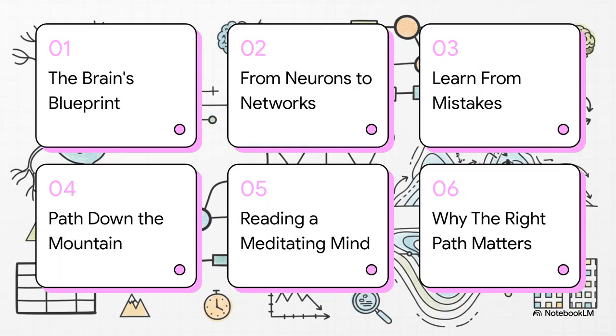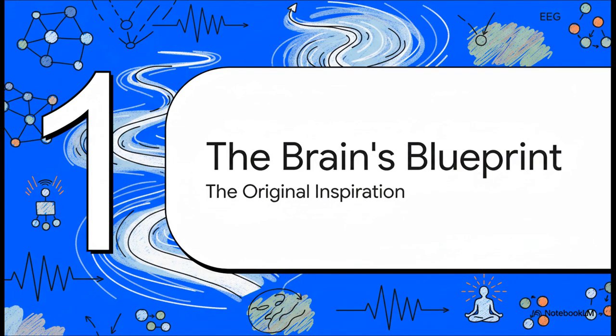So here's the game plan for this explainer. We're going to start with that biological blueprint, then see how these artificial neurons get connected into powerful networks. We'll figure out how they learn from their mistakes and explore this really elegant process called optimization. And then we'll see it all come together in a pretty wild real-world experiment. So first up, let's get a little more specific on that original blueprint, the one inside our heads.